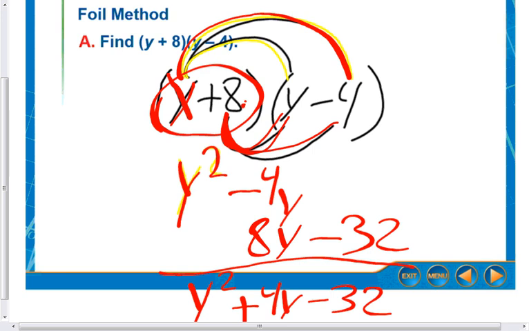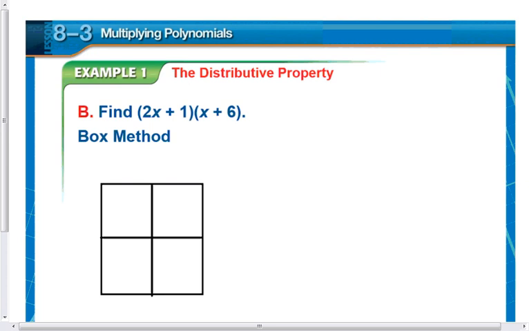All right, so we're going to move on to the next example. Does it matter what method I use? It does not matter what method you use. You can use the box method, you can use the FOIL method, as long as you get the right answer. If you get the wrong answer, then fix it. Yeah, go fix it.